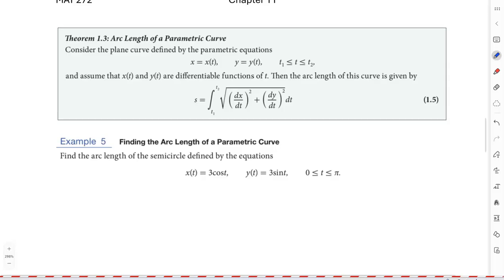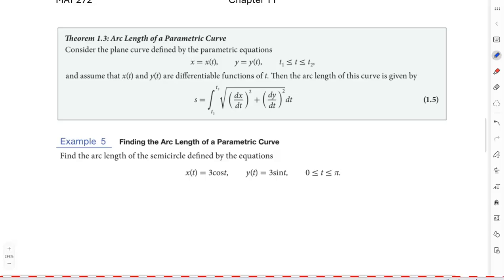So let's talk about arc length. Consider the plane curve defined by the parametric equations x equals x of t and y equals y of t for t bounded between t sub 1 and t sub 2. And we're going to assume x and y are differentiable functions. The arc length of this curve is going to be the integral from t sub 1 to t sub 2 of the square root of dx over dt squared plus dy over dt squared dt.